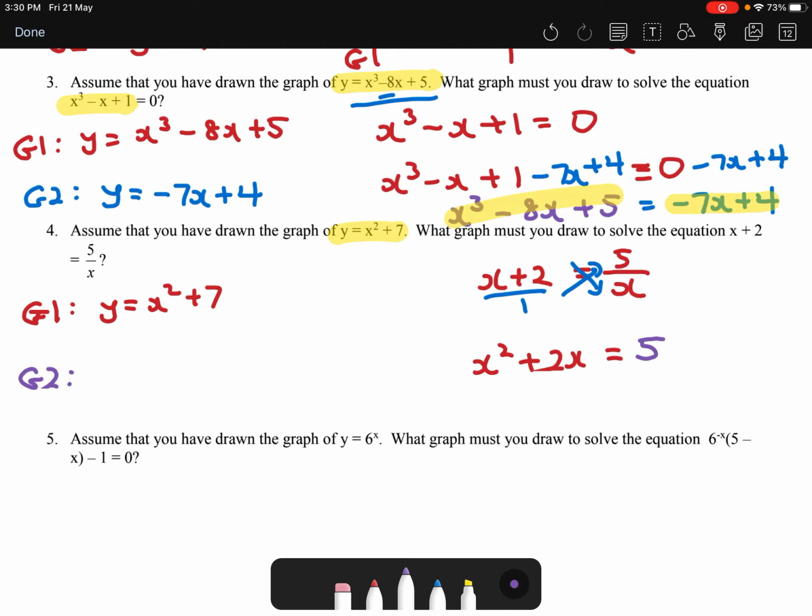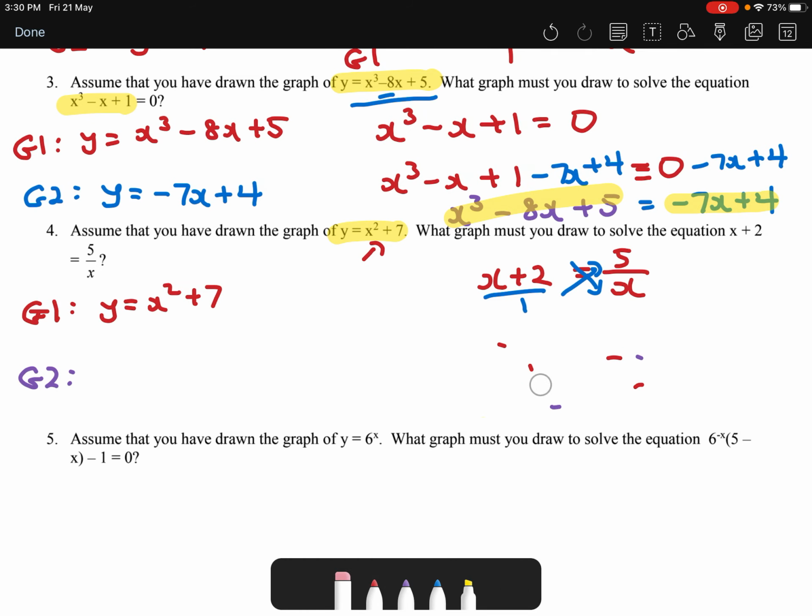Okay, so it's coming out already, right? Now we move the 5 to the left hand side and the 2x to the right hand side. Okay, so it's coming out already. So x squared minus 5. I want to make x squared minus 5 in terms of my graph number 1, which is this x squared plus 7. So you simply add plus 13, right? Okay, yeah, 13.